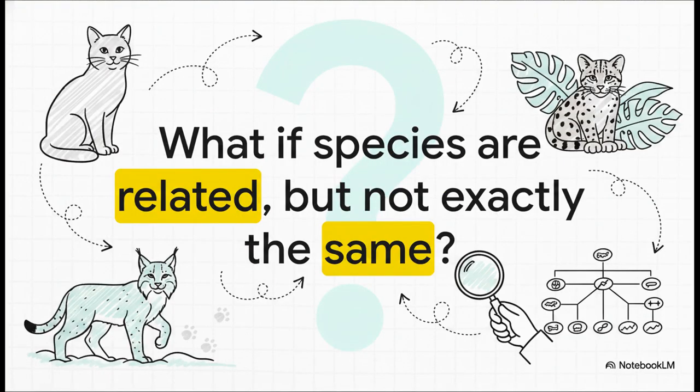Well, hold on a second. This brings up a really great question. What happens when species are related but not exactly the same? What if you have a domestic cat, but you also have a wild cat living in the forest or a lynx prowling in the snow? They look super similar, right? But they're actually completely different species. So how do scientists group them?